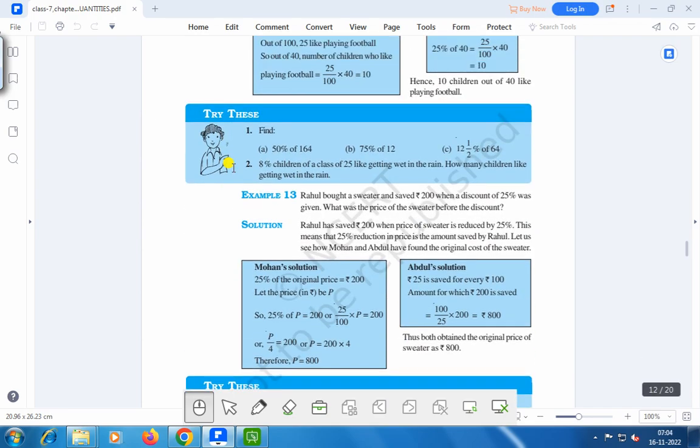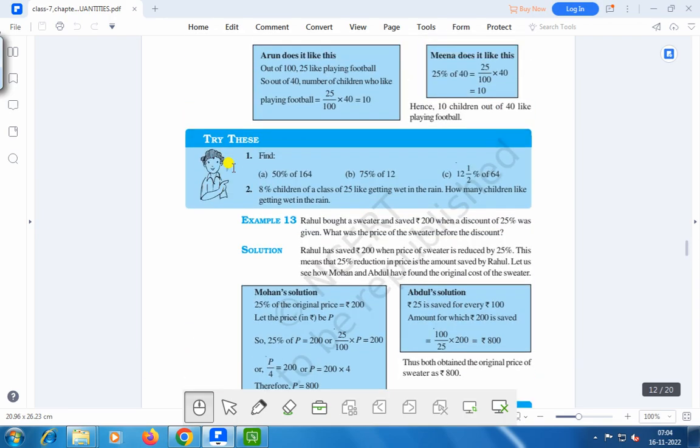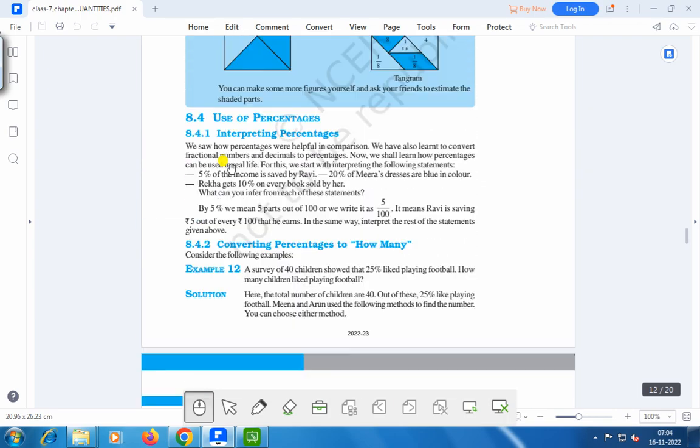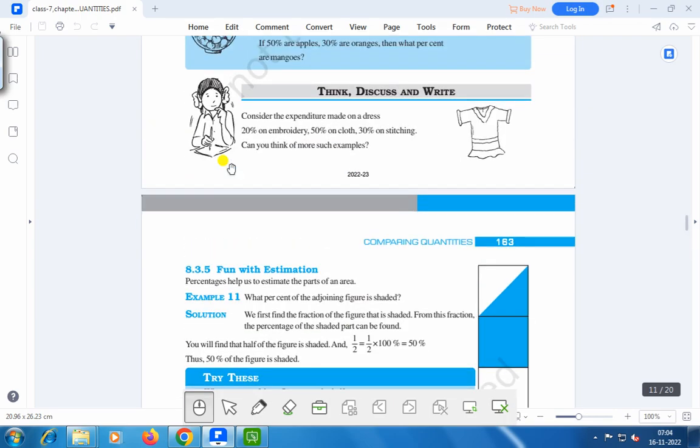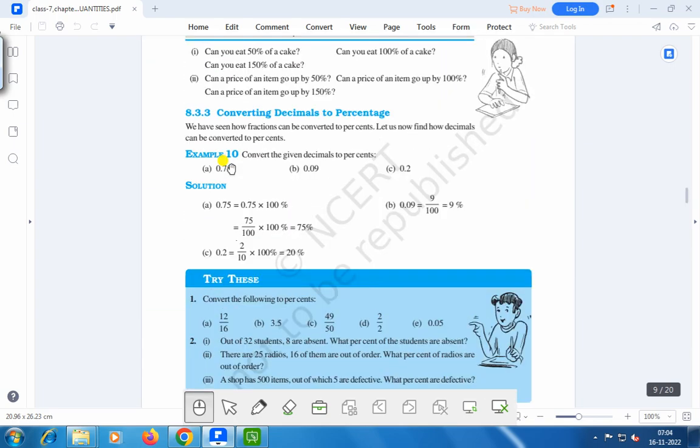In this way you can use different methods to solve percentage problems, and we know that percentage is also one of the quantities with which we can compare other items or any number, right?